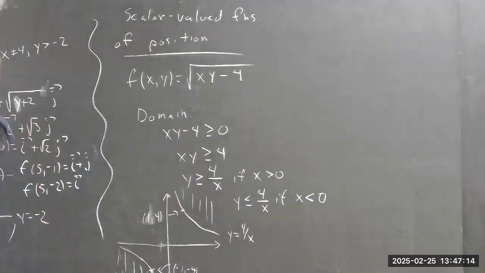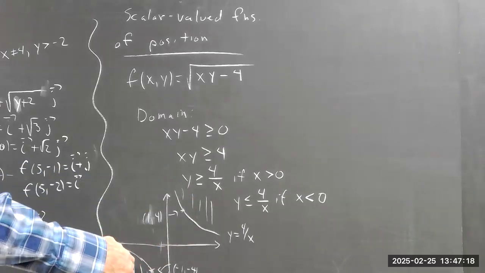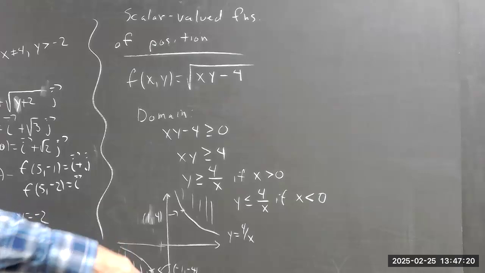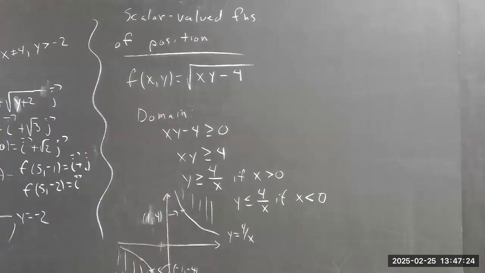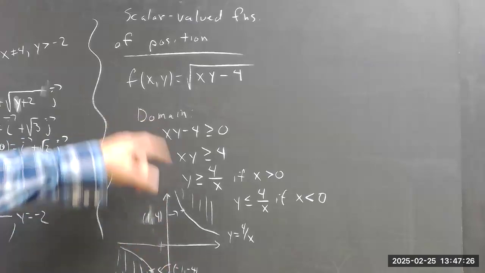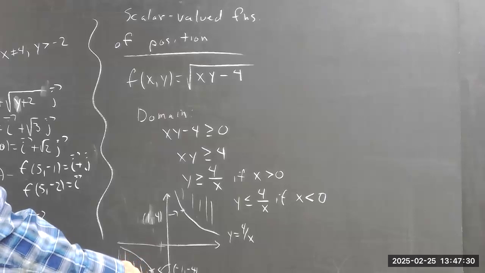Okay, so there we have it. You understand that that would then be a depiction of the domain of the function. And it doesn't extend to where x equals 0, the y-axis, because this reciprocal curve never gets to the y-axis.